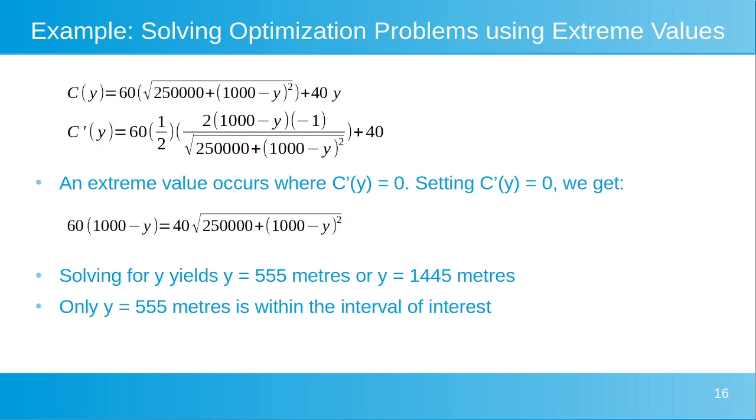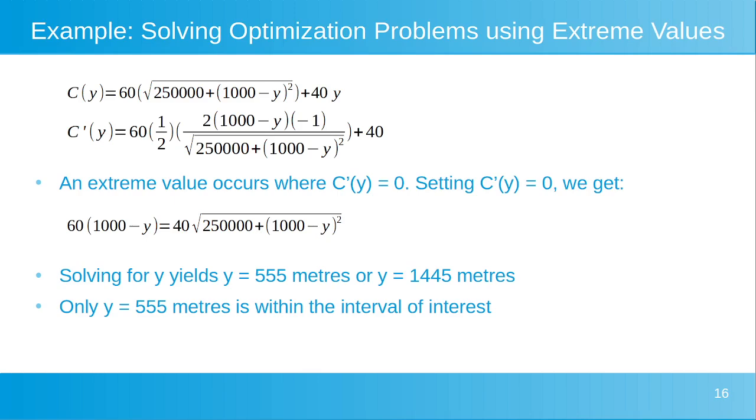So if we set the derivative equal to 0, the expression simplifies out to 60 into bracket 1000 minus y close bracket is equal to 40 into the square root of 250,000 plus bracket 1000 minus y close bracket squared. And we can solve that expression for y. And when we do that, we get that y is equal to 555 meters, or y is equal to 1445 meters. And from the definition of our problem, only y is equal to 555 meters is within the interval of interest.